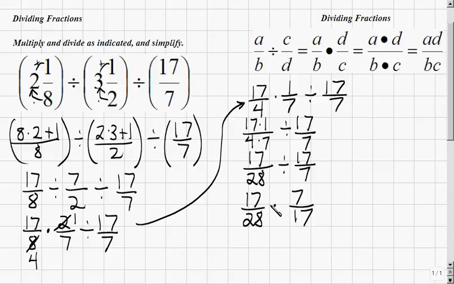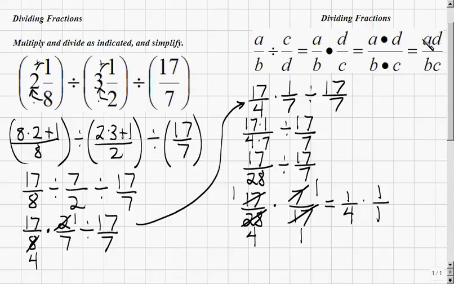Again, we realize that we can reduce these fractions since 7 divides into itself once and into 28 4 times, and in fact 17 divides into itself once and into itself once. This becomes 1 over 4 multiplied by 1 over 1.